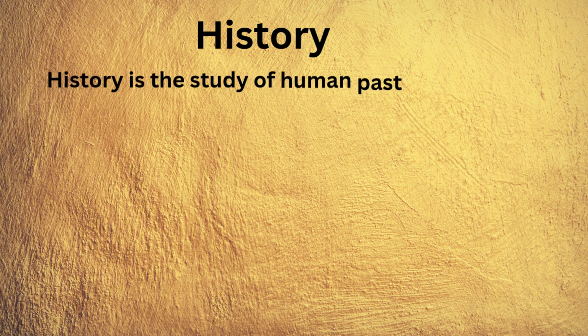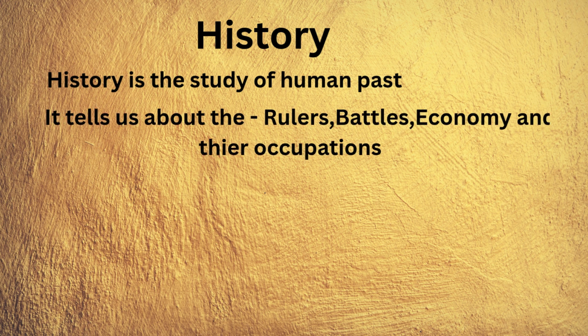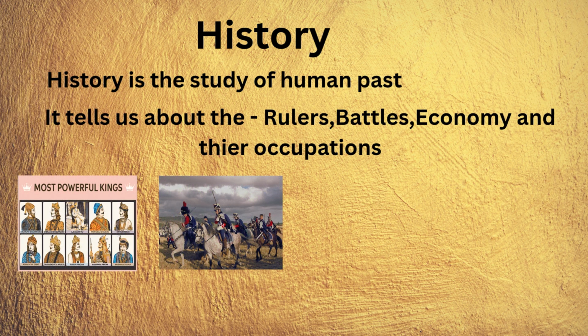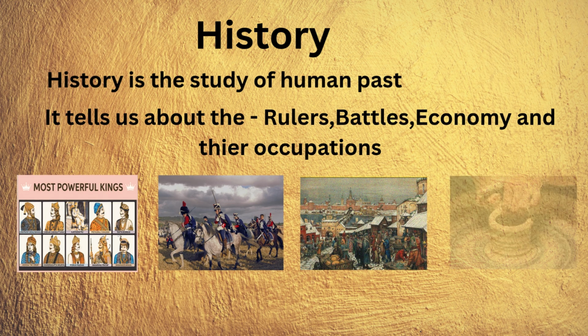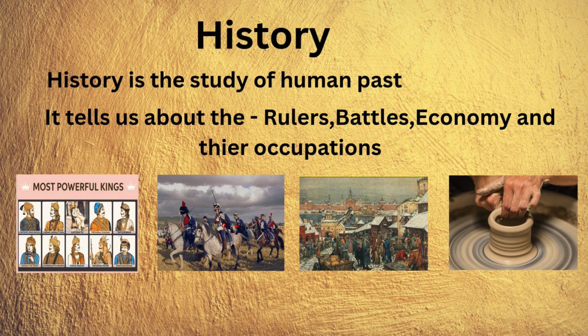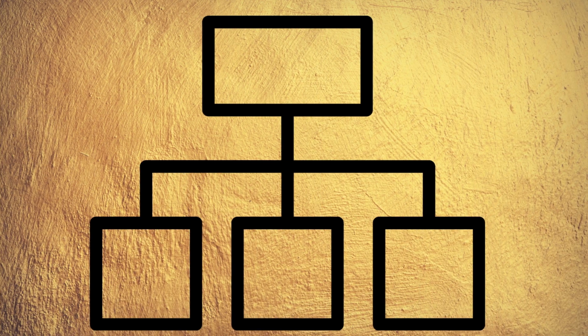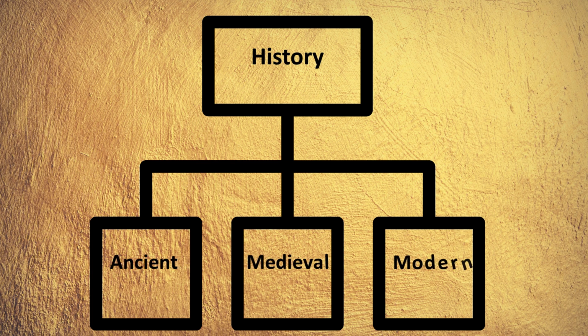Going deeper into the chapter, let us first understand what we mean by history. History is the study of the human past. It tells us about the rulers, their battles, their economy, and their occupations. To make the study of history easier, it is broadly divided into three main parts: ancient, medieval, and modern.